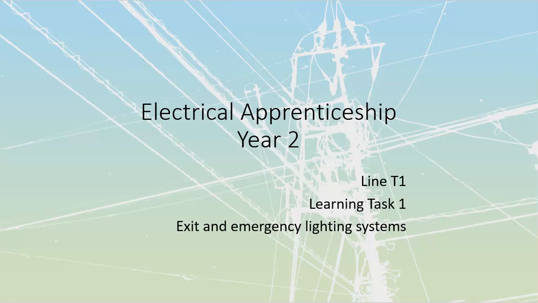All right, line T1, we're in learning task number 1, which is going to be dealing with our exits and our emergency lighting systems. What we're going to talk about are systems that are usually seen mostly in public buildings. Occasionally, private buildings will have these as well, but usually these are going to be in places that are public. Businesses that have the public in them, or public institutional buildings, hospitals, schools.